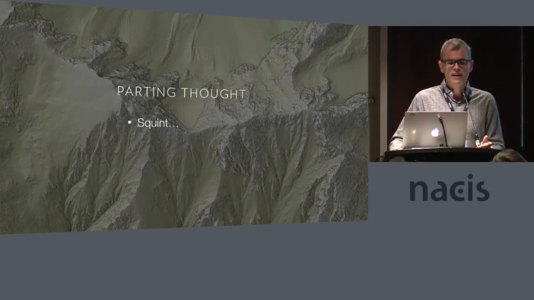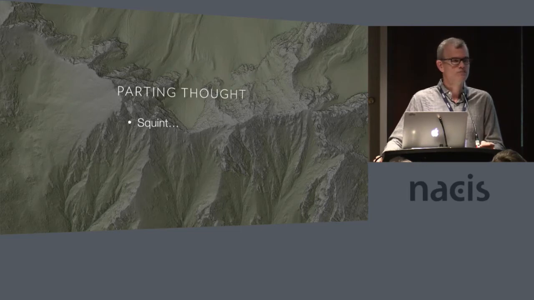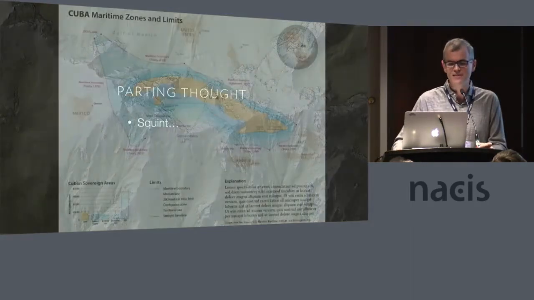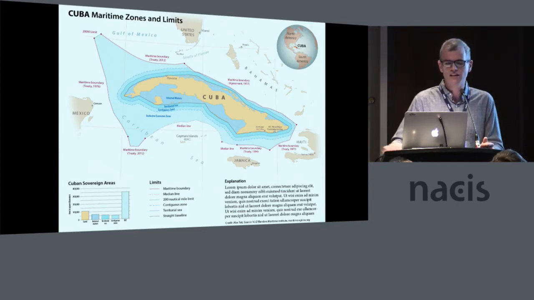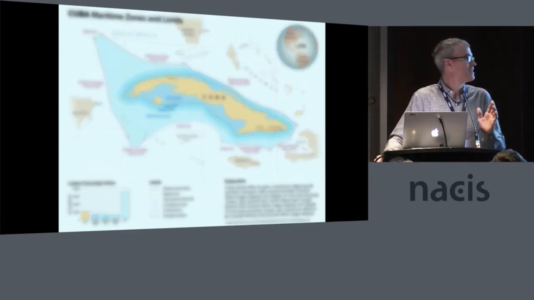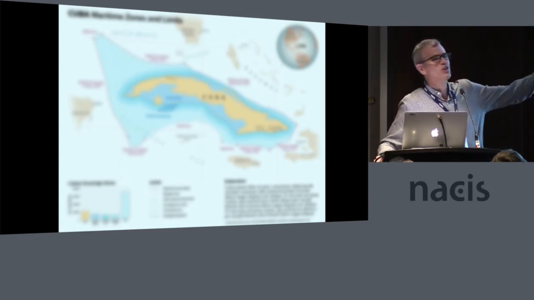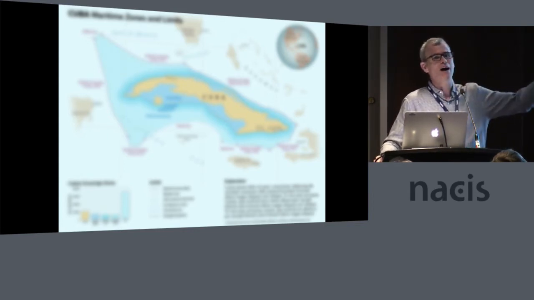The last parting thought I have for you is squint. So when you're doing map design, especially when you're looking at visual hierarchy and layout, this is going to feel awful. Just squint, and then you start seeing. You see Cuba and its maritime zones pop.